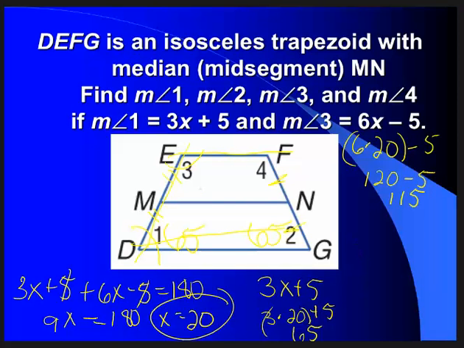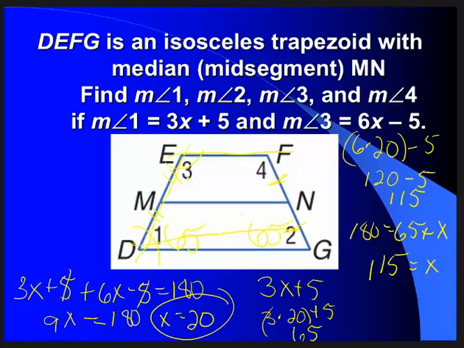I also could have used my supplementary relationship here. I knew that they had to add up to 180. Well, if angle 1 was 65, what is angle 3 going to be? When I subtract, I get 115. As long as your relationships are true and your math is sound, you will get the same answer either way. So again, I've said this many times now, go with the relationship that you understand best and that you feel most comfortable with, the one that immediately pops into your mind.